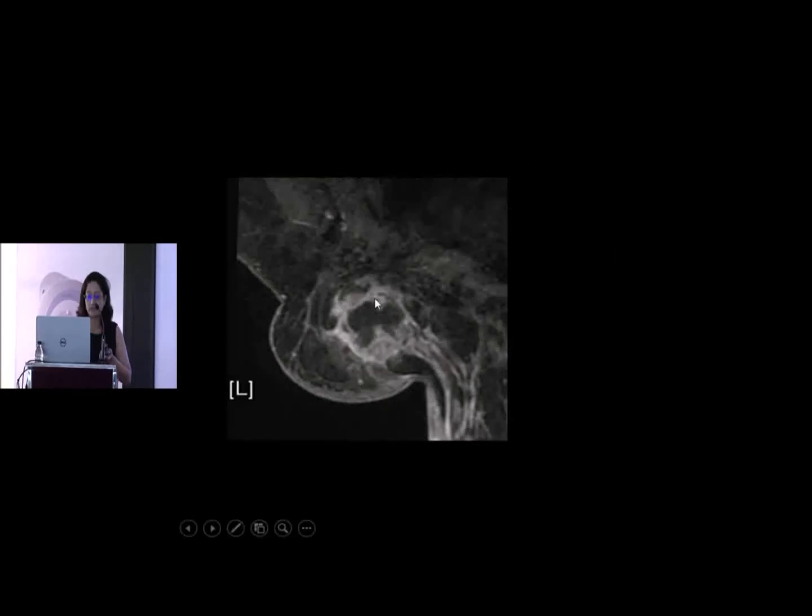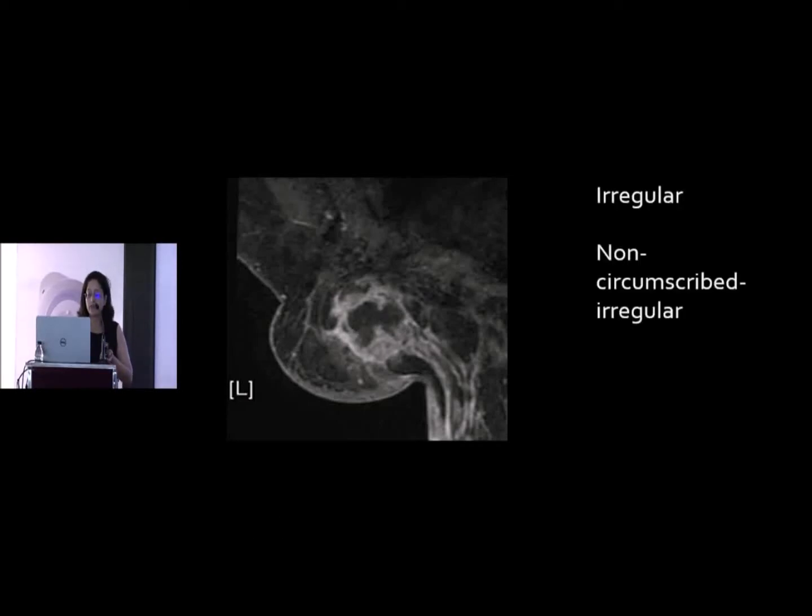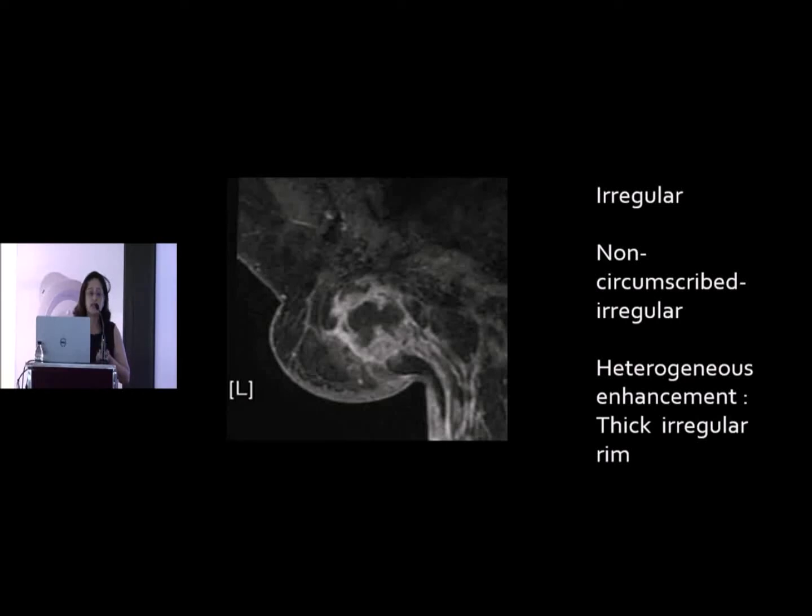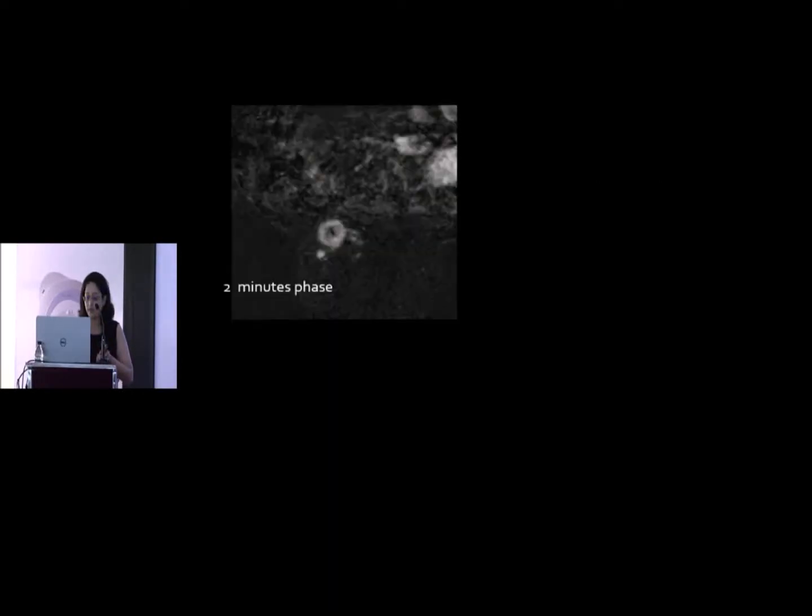What about this lesion? It is irregular in shape and this is a post-contrast image. It has a central necrotic area, so it is heterogeneous enhancement and irregular margins also. So irregular shape, irregular margins and heterogeneous thick rim enhancement, right? So this is malignant.